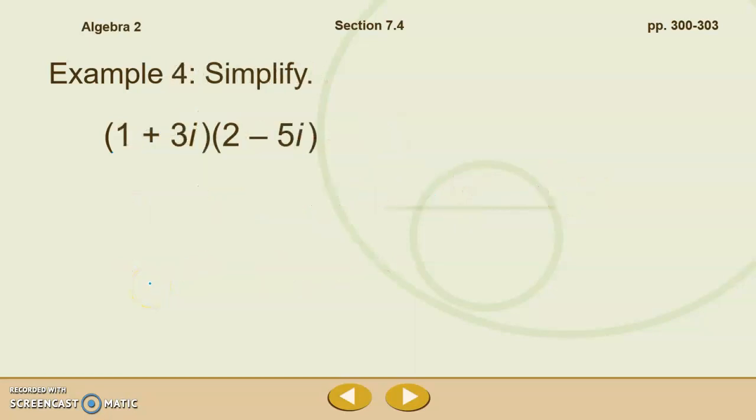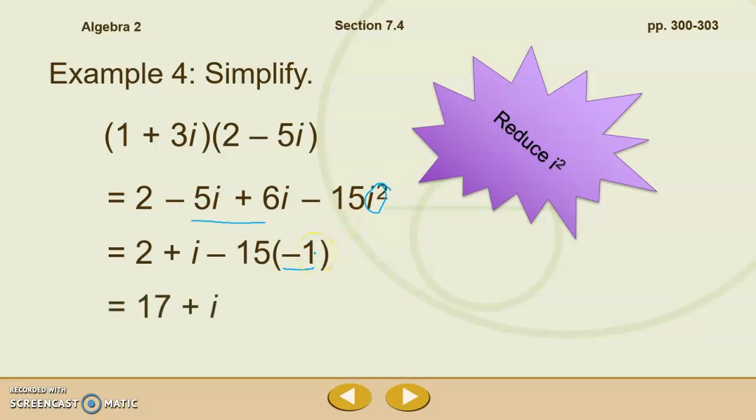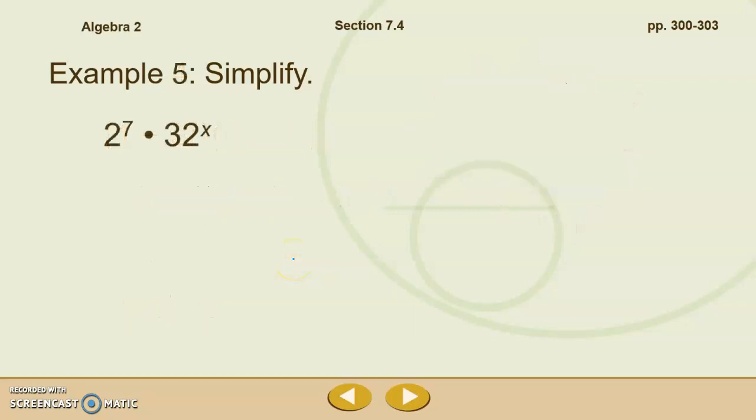Let's try to simplify 1 plus 3i times 2 minus 5i. Using foiling here, I may run out of time and have to do a part 2, but first, outside, inside, last, and then we'll combine our like terms, but don't forget i squared is just negative 1. We combined our middle terms and we substituted that for negative 1. i squared is negative 1. And when we simplify again, we get 17 plus i.